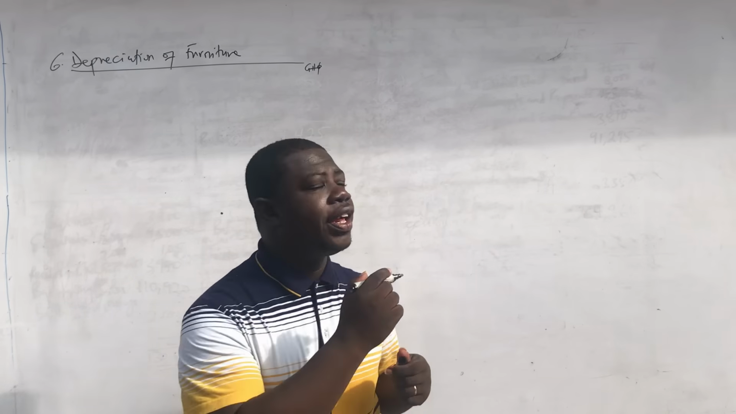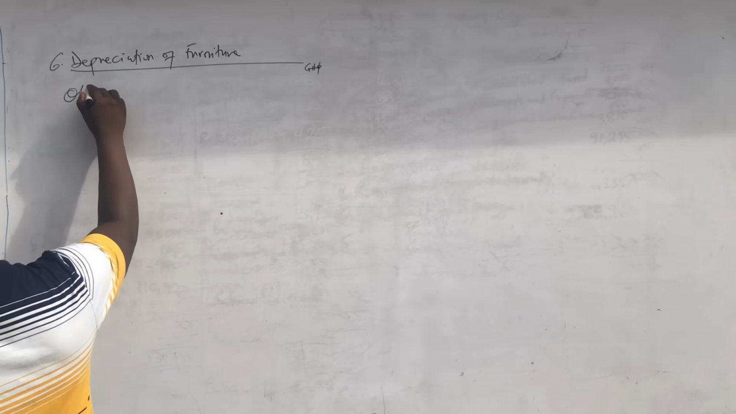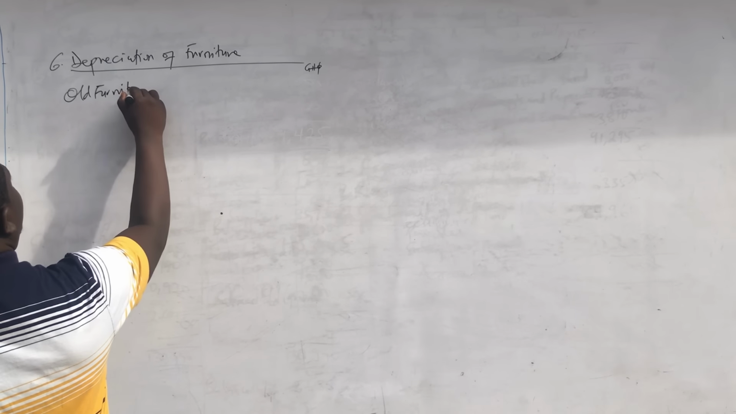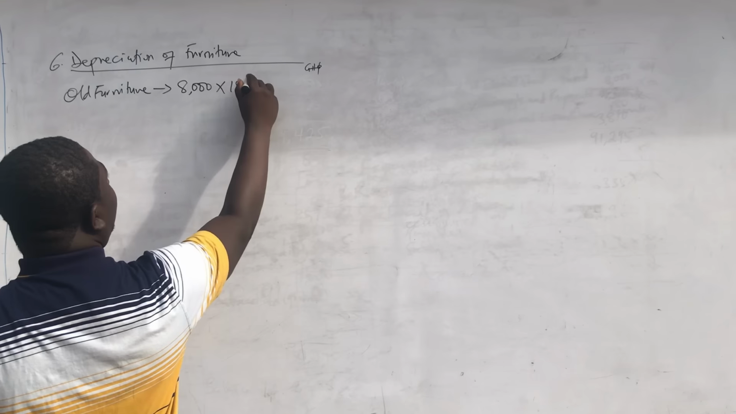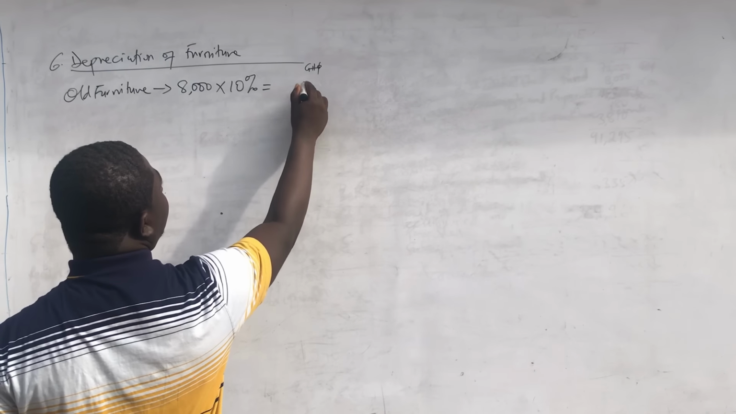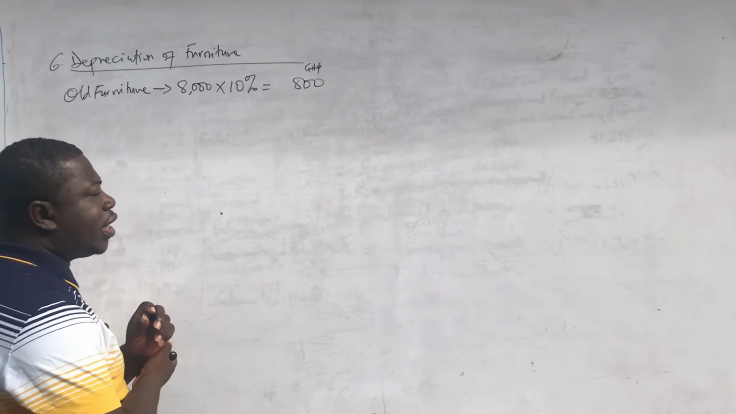So for the old furniture, that was what we had at the beginning. It was at a cost of 8,000 Ghana cedis. So we applied the depreciation rate of 10%, and that gives us 800 Ghana cedis.